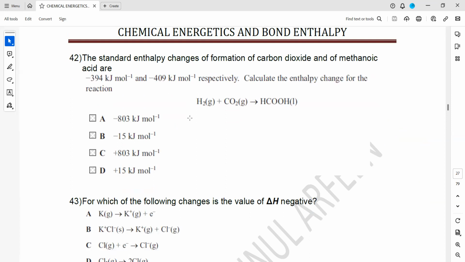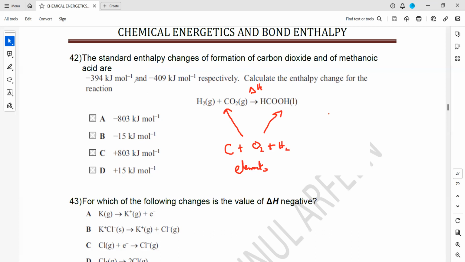In this question, the standard enthalpy changes of formation of carbon dioxide and methanoic acid are given. Calculate the enthalpy change of this reaction. Whenever a formation is given, we add a link of elements. What are the elements? We have carbon, oxygen, and hydrogen. Elements forming the reactant, then the reactant forming the product, is the same as elements directly forming the product. This is unknown for us.